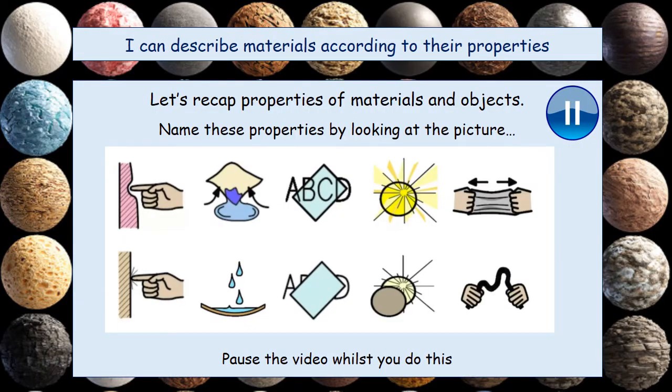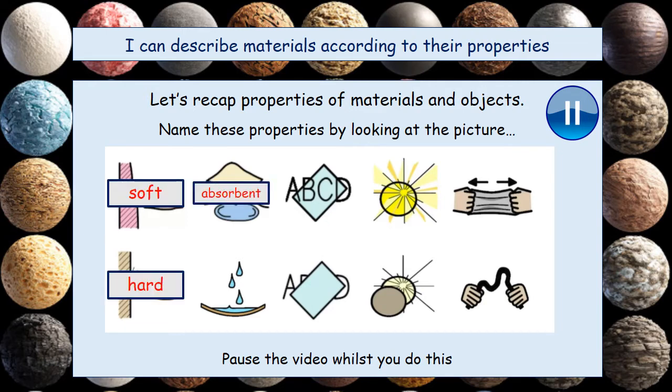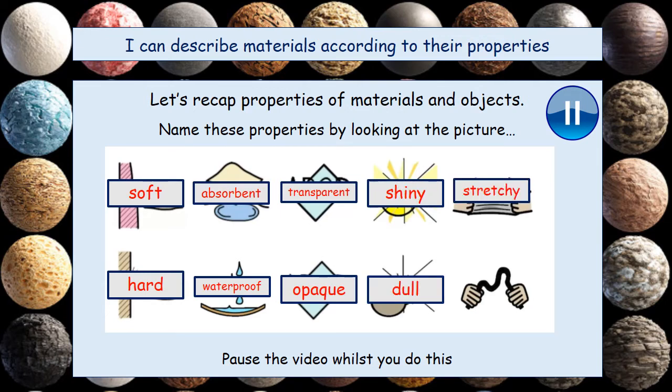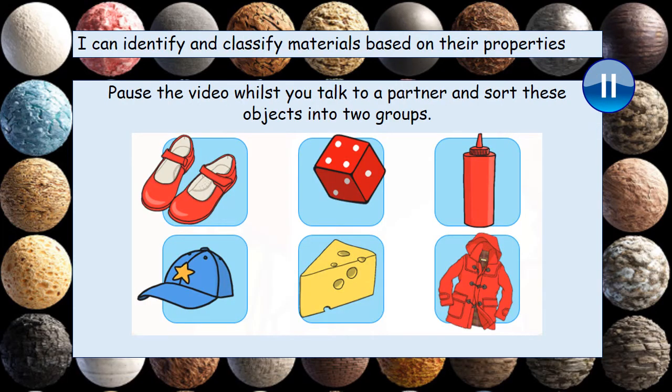Let's recap properties of materials and objects. Name these properties by looking at the picture. Pause the video whilst you do this. Well done. Let's have a look. Soft, hard, absorbent, waterproof, transparent, opaque, shiny, dull, stretchy, bendy. Another word for bendy is flexible. Give yourself a whoosh. I can identify and classify materials based on their properties.